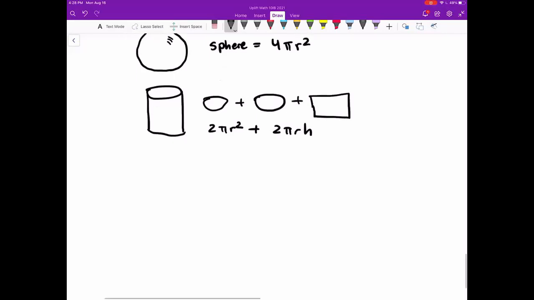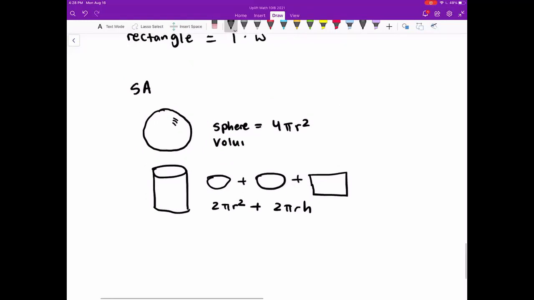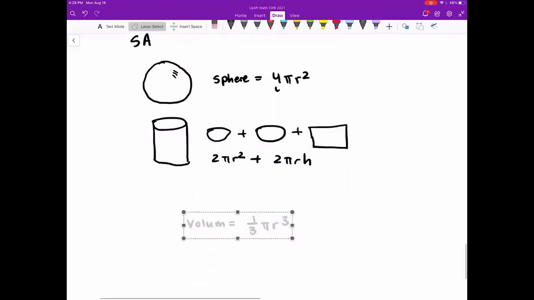Should we move on to the volume of a sphere? Yeah. Okay, so the volume of a sphere is 4/3 times pi r cubed. I don't think it goes in the surface area section, but oh well. I'll move it down. No, I think we can leave it there. It's fine.